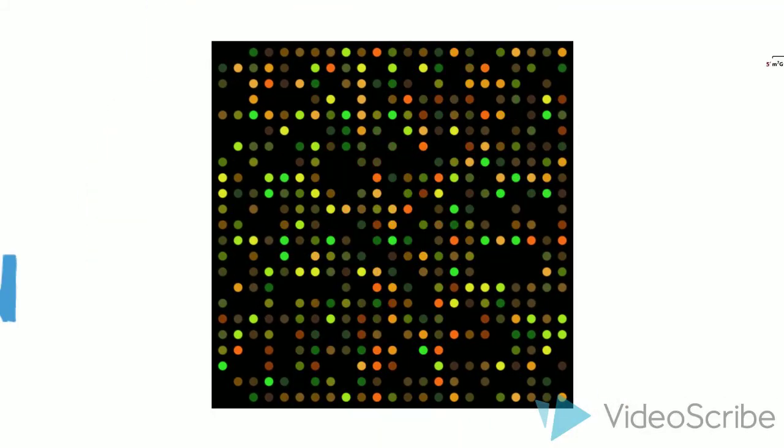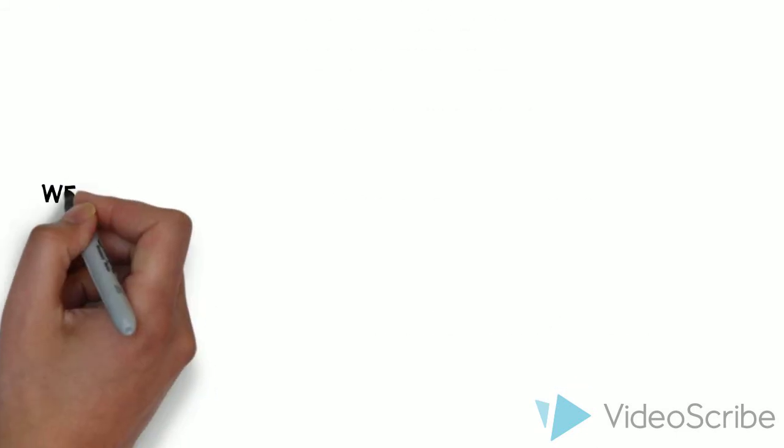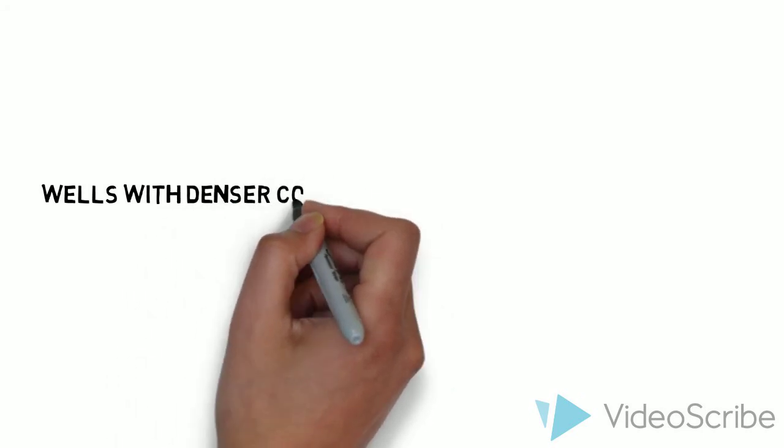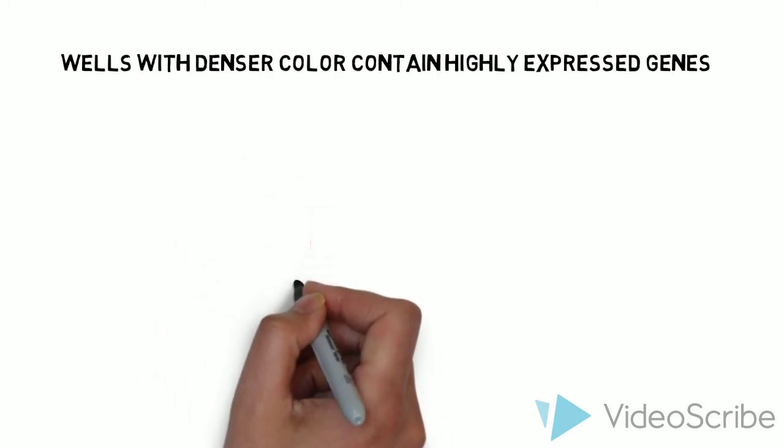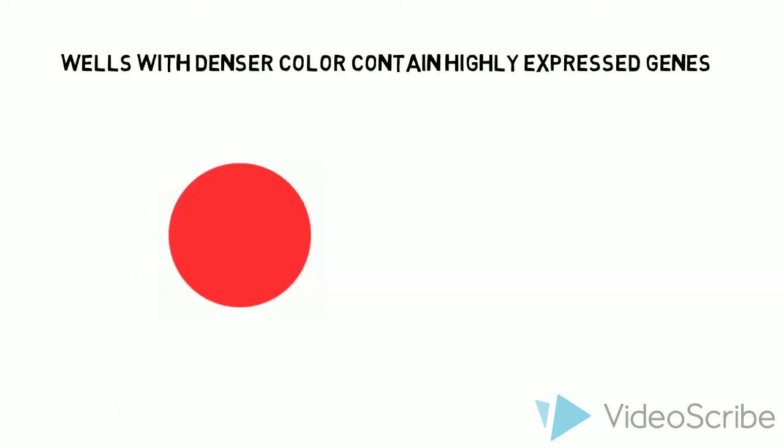Then a special scanner is used that shines a laser light on one spot at a time to induce fluorescence. This scanner measures the fluorescent intensity of each spot on the microarray and converts this into a quantitative reading that the researchers can analyze.